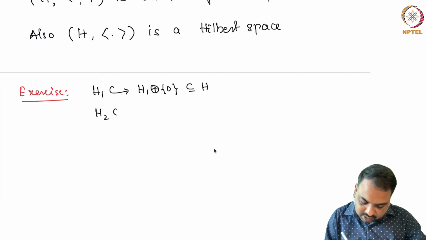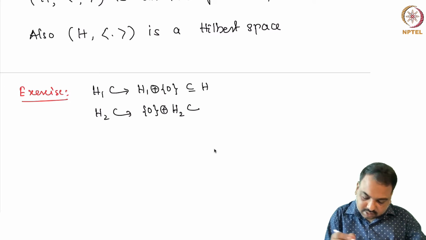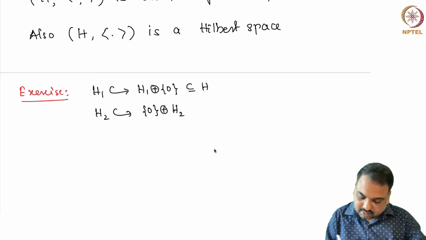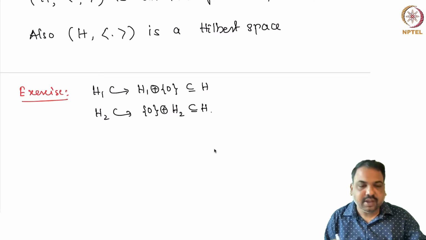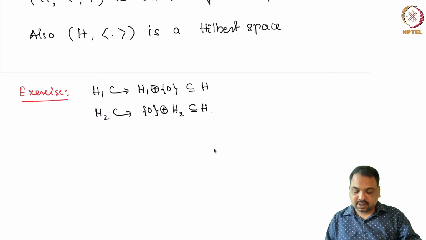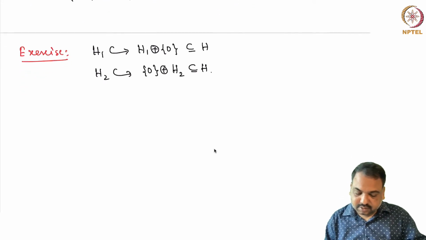And H2 can be embedded in 0 direct sum with H2. This is exactly a subset of it. You can compare this with the x-axis and y-axis in R2. Okay.